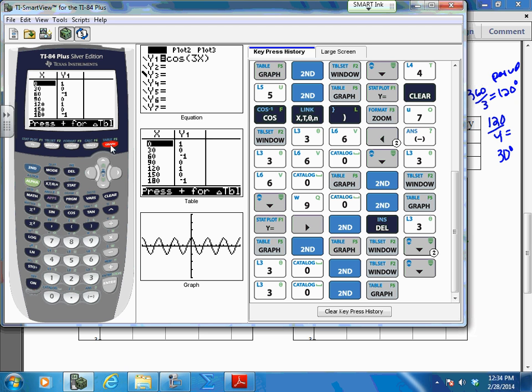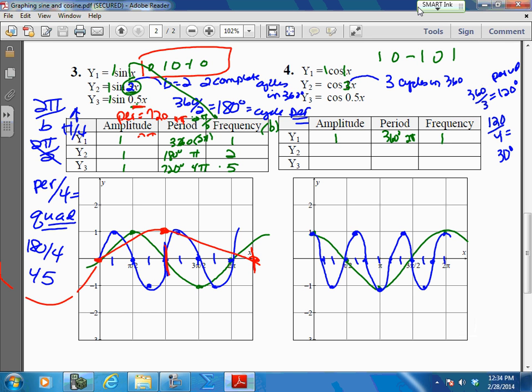For those of you that like to graph with your calculator, I think it's harder, it's more involved in your calculator, but if you like to do that, just remember you have to change your scale. Whichever way you like to graph is fine with me. So, we're okay with this?